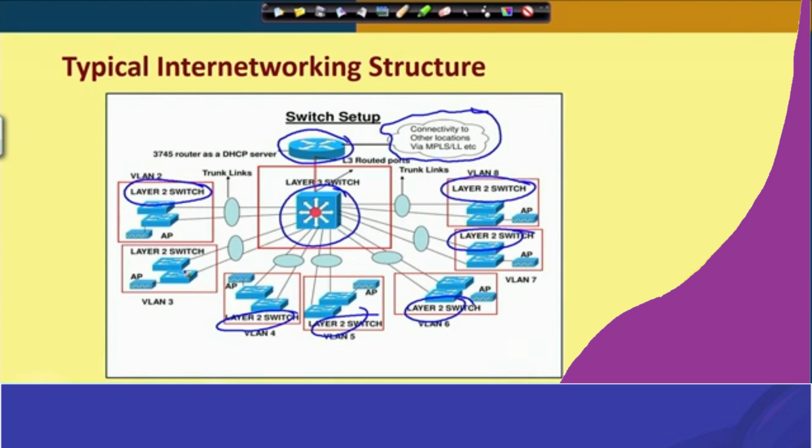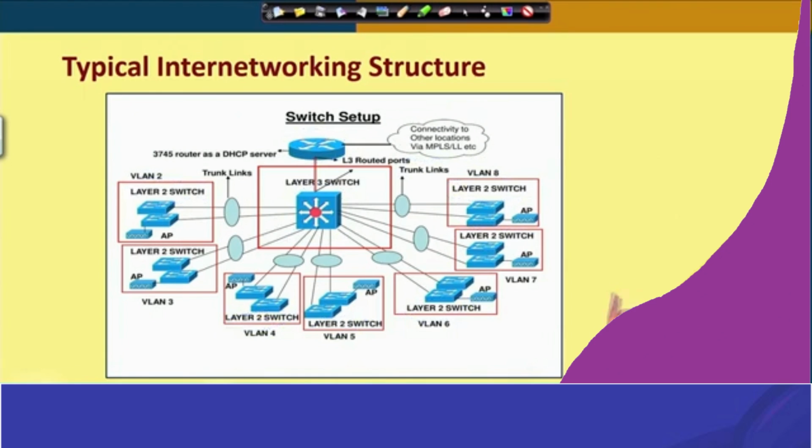There will be hubs at the lowest level, layer 2 switches at the next level, layer 3 switches or routers at the next level, and to connect to the outside world you will finally have some routers which have connections to the outside world, right.